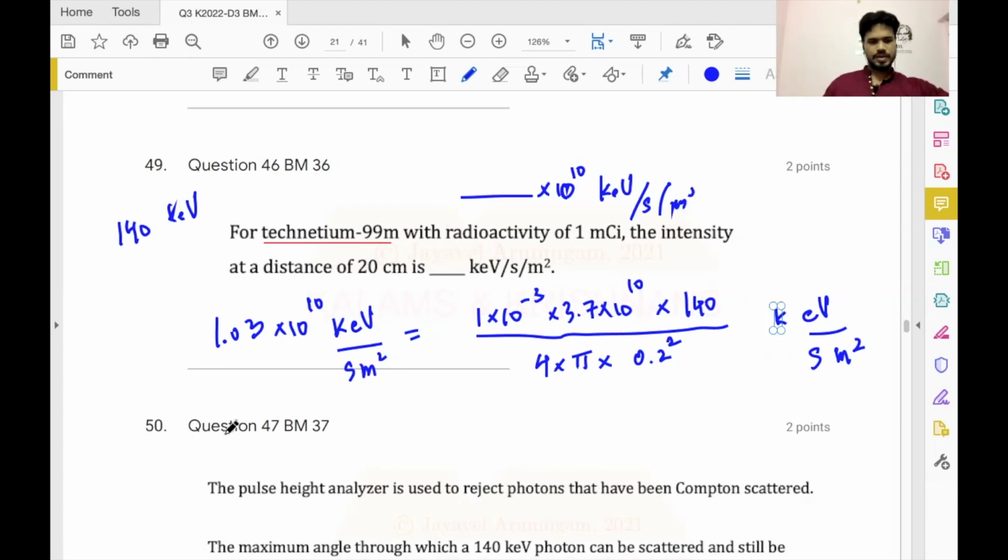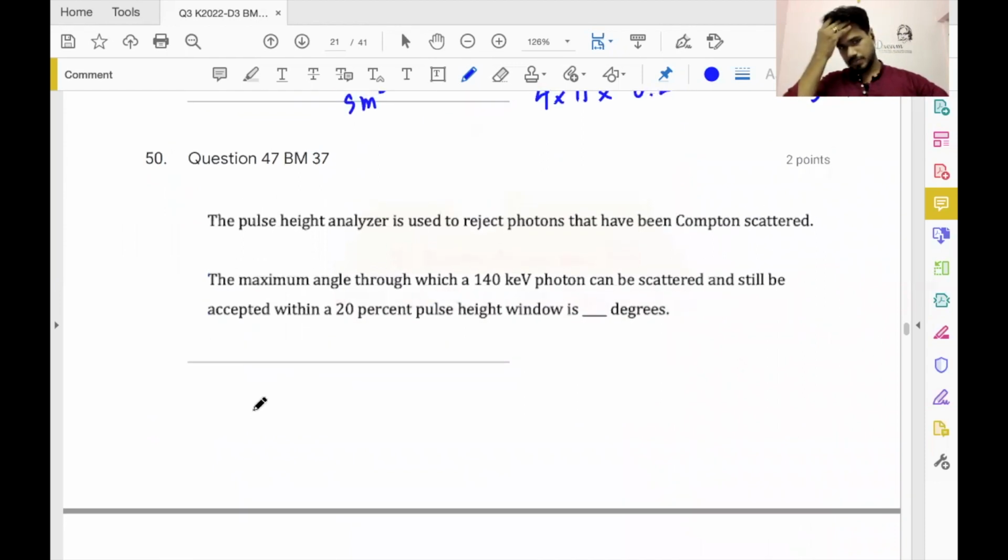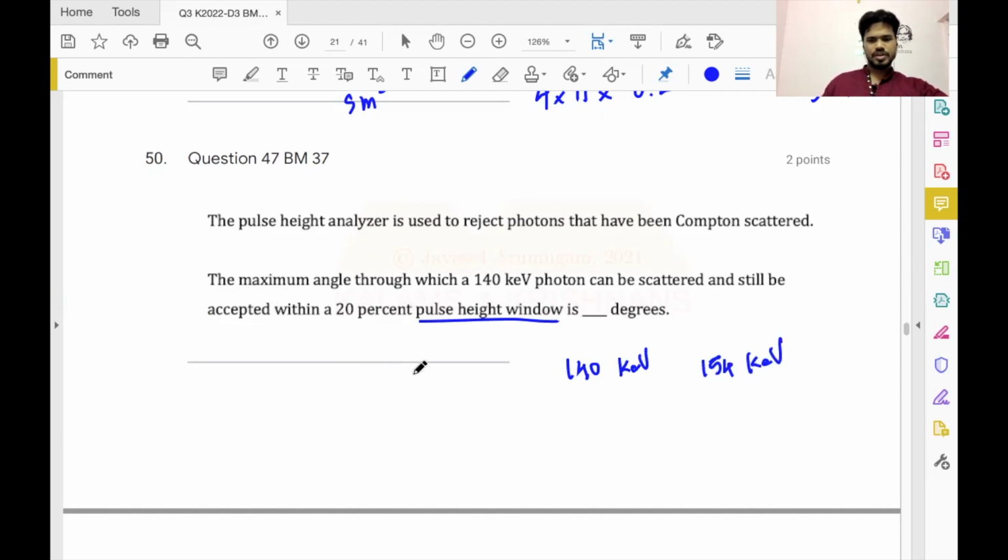1.03. And the pulse height analyzer is used to reject photons, so and so. Okay. Now, the pulse height window is 20%. So we know we will accept 10% on this side and 10% on this side. 10% on this side is 154 kilo electron volts. 10% on this side will be 126 kilo electron volts.